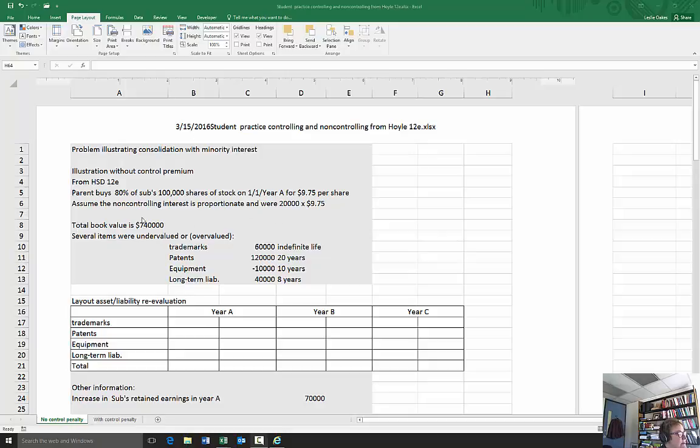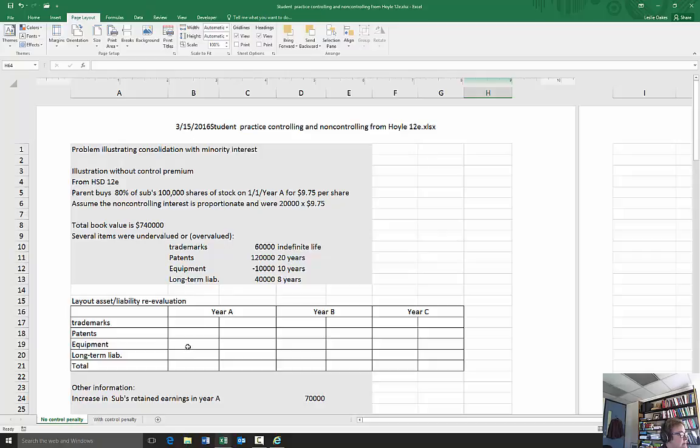Here's some more information. So here's the book value. And then there are several things that are over or undervalued: trademarks, patents, the equipment's overvalued, and we need to add to the long-term liability. You'll see how we deal with that in a minute. So the first thing we're going to do in our prep work is construct a table to lay out the implications of these. We're going to do that first.